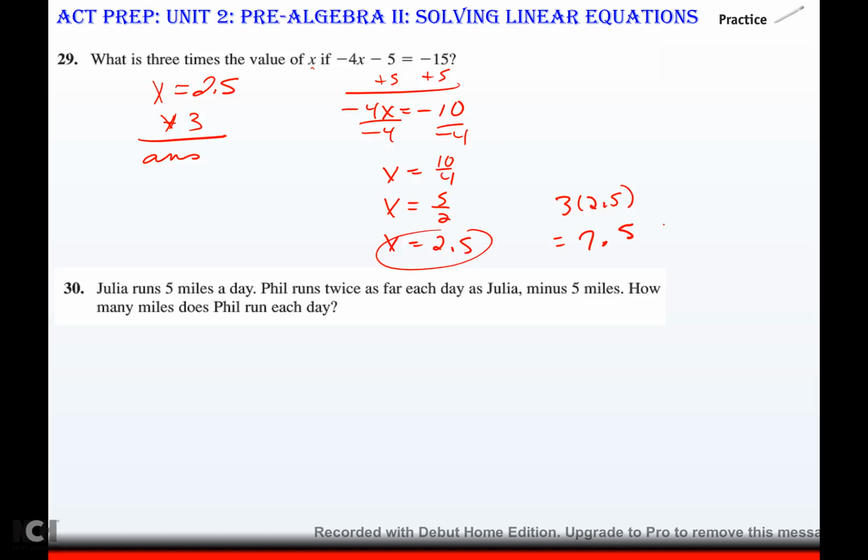Alright, 30. Julia runs 5 miles a day. Phil runs twice as far each day as Julia, minus 5. How many miles does Phil run each day? Well, Phil runs twice as far as Julia, which is 2 times 5, minus 5 miles. Which means Phil only runs 5 miles too.